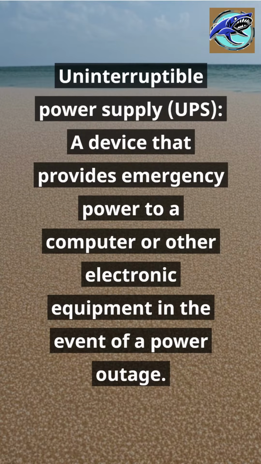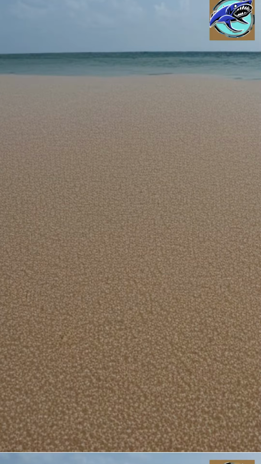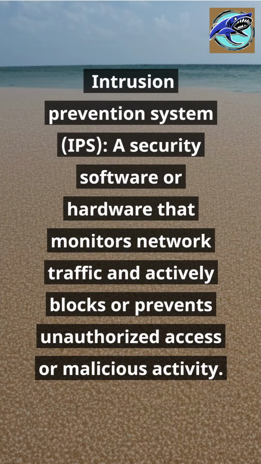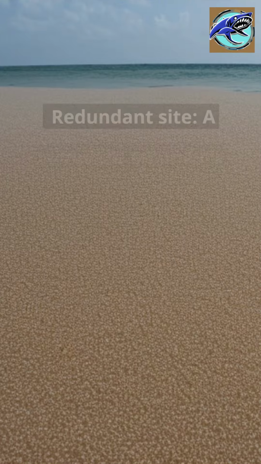Uninterruptible power supply, UPS: a device that provides emergency power to a computer or other electronic equipment in the event of a power outage. Intrusion prevention system, IPS: a security software or hardware that monitors network traffic and actively blocks or prevents unauthorized access or malicious activity.